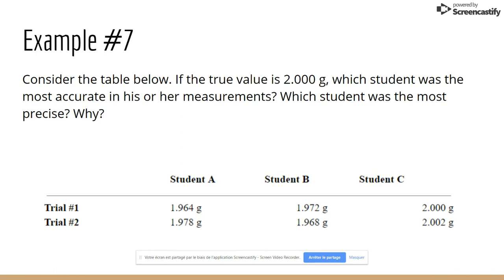Pause here. I'm going to wait about 10 seconds, and then I will say the answer out loud. Student C is the most accurate because his or her measurements are closest to the true value, 2.000 grams. Student C is also the most precise because his or her values are closer to one another. They're 0.002 grams away from one another. The other ones are a little bit further apart.